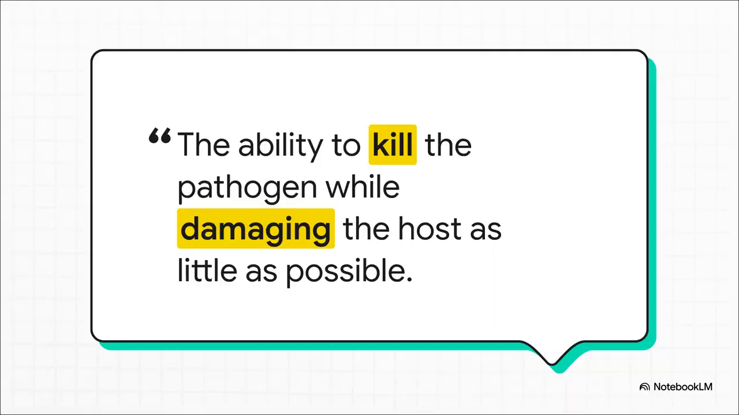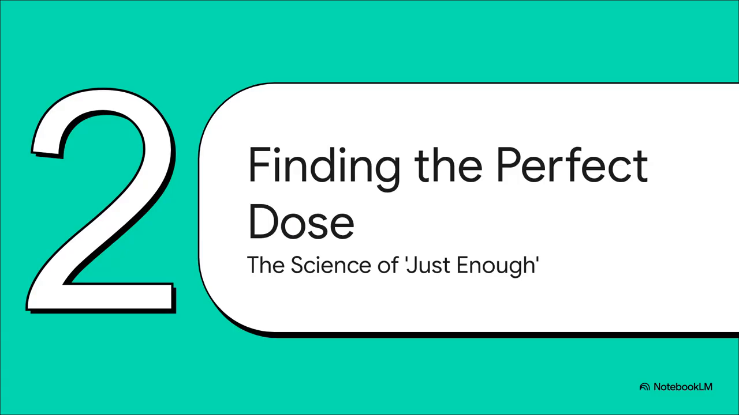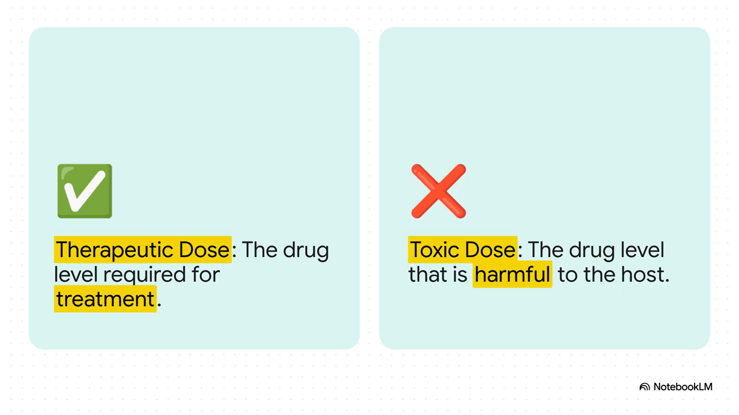Okay, so knowing how these drugs work is one thing, but that's only half the battle. The other half, which is just as important, is figuring out exactly how much to use. This is a super delicate balancing act. It's the science of finding just enough. And it's all about this balance between two really important numbers. The therapeutic dose is the amount you actually need for the drug to work and treat the infection. But then there's the toxic dose. That's the level where that same drug starts to become harmful to you. The sweet spot, of course, is right in between those two.